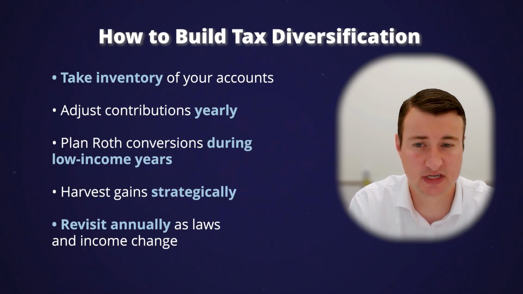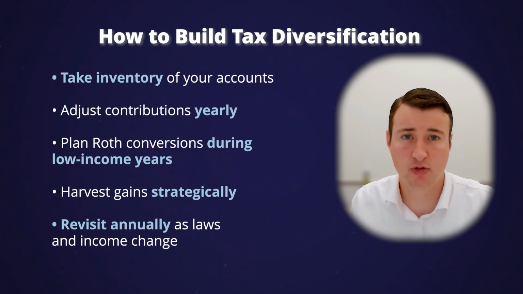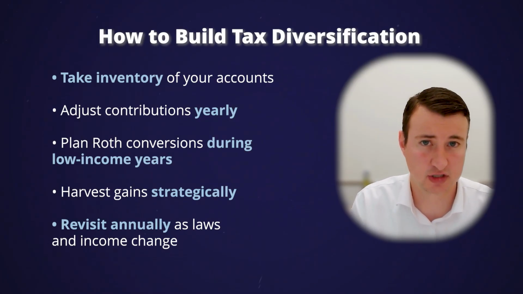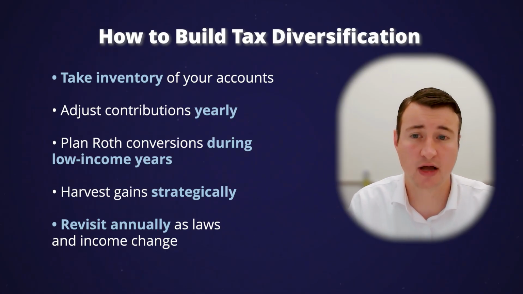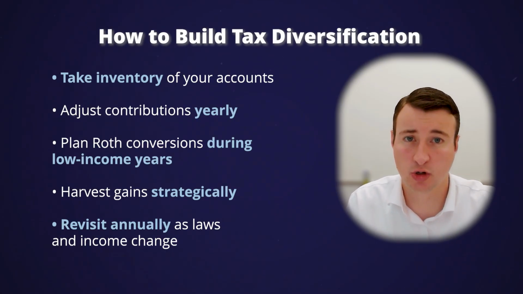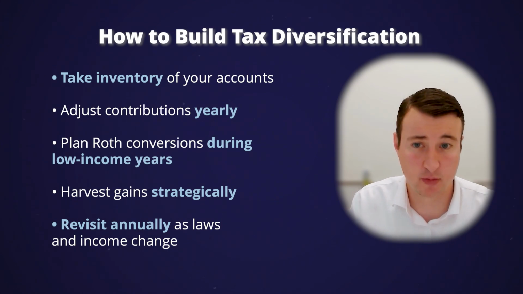Build taxable savings intentionally. Third, you want to plan a Roth conversion window. If you expect lower income years before your required minimum distributions and Social Security start, use this window to prioritize your Roth conversions. Fourth, harvest your gains smartly. Use taxable accounts to take advantage of the 0% or 15% capital gains tax brackets, which are going to be lower than the ordinary income tax brackets you'll pay when pulling money from your traditional accounts.